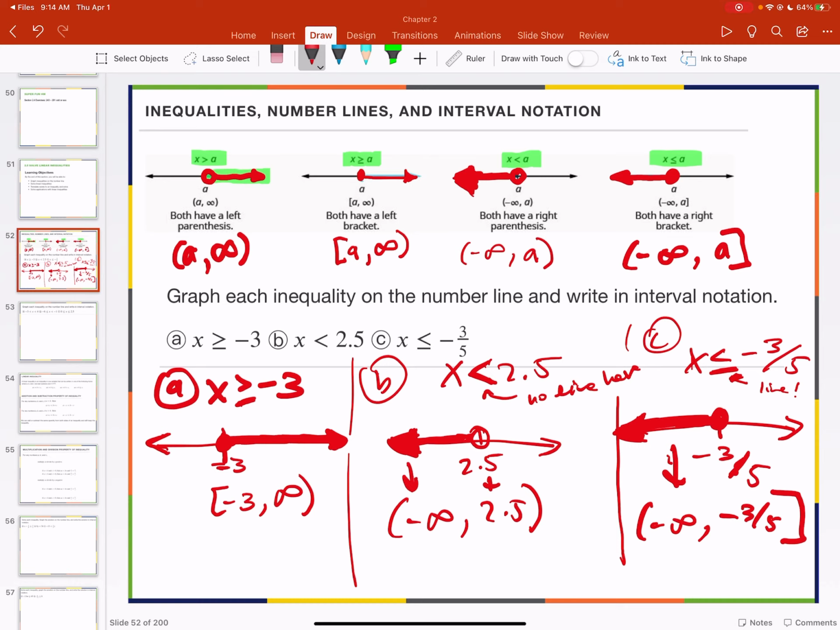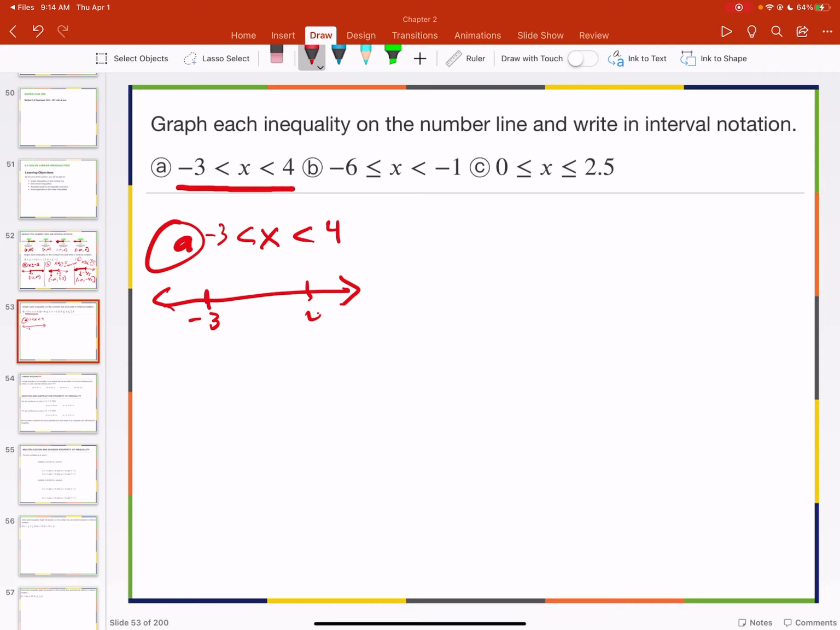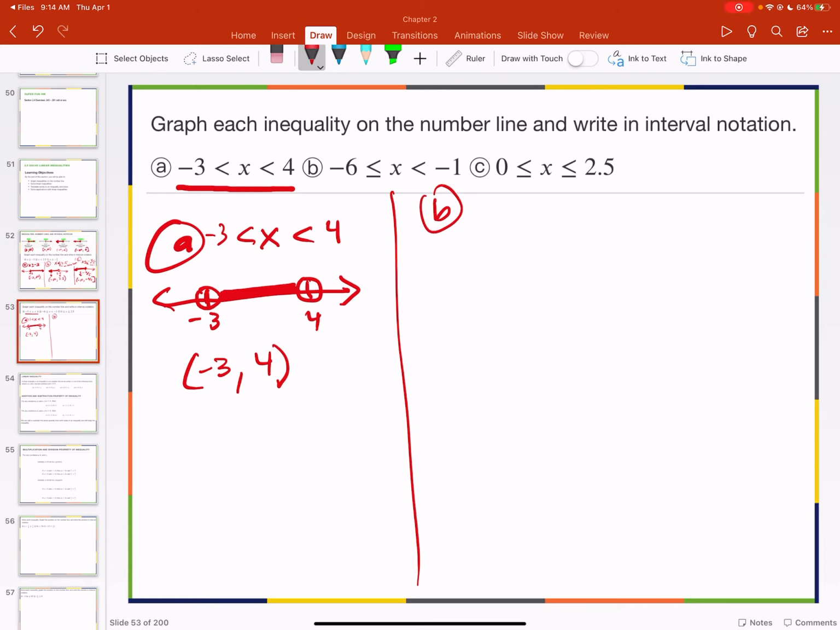Okay, let's do a few of these. Now, these are a little different. Notice that this is the set of all x that deals with all the numbers between -3 and 4. So for A, x is between -3 and 4, so it's greater than -3, but also less than 4. It does not include -3 and 4 though. So you have -3 and you have 4, open circle, and then just all the numbers in between. Okay, so interval notation would be (-3, 4), parenthesis on both.